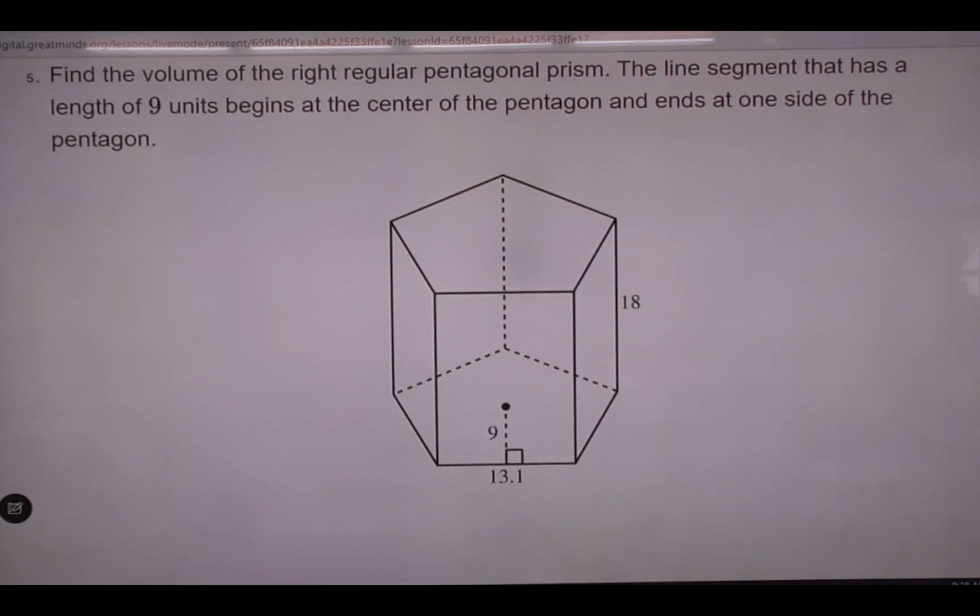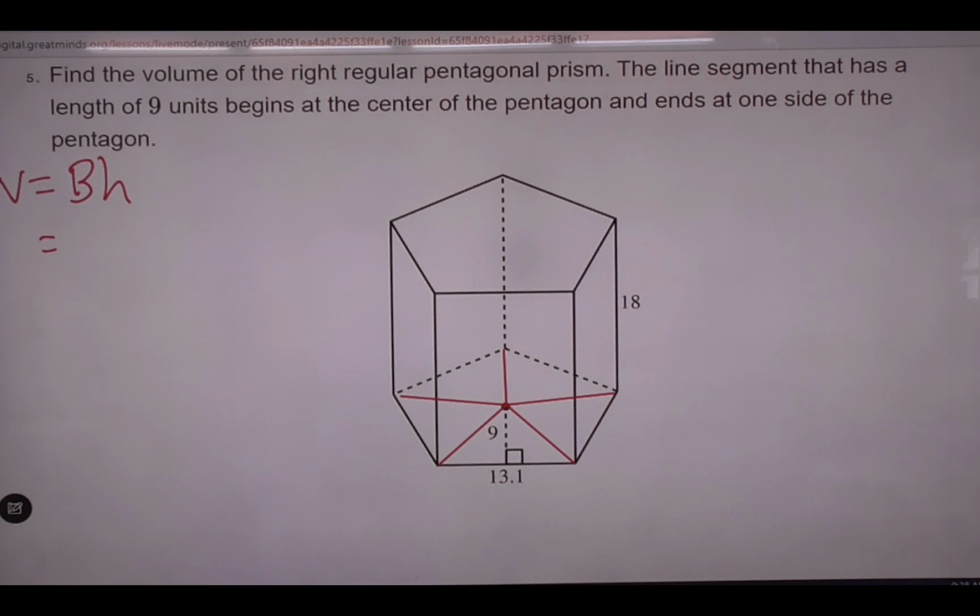So you ready? Okay. Right regular pentagonal prism means that we've got to decompose that prism. Let me go ahead and write my formula first. Volume is equal to the area of the base times the height. So let me see about this base. The only way that we can do these pentagons is to make them into triangles. So we're going to have 5 different identical triangles.